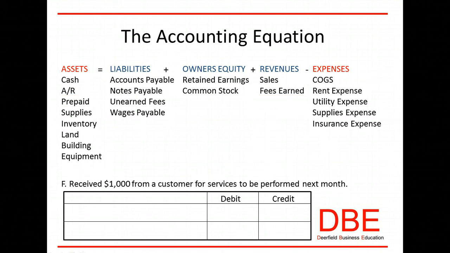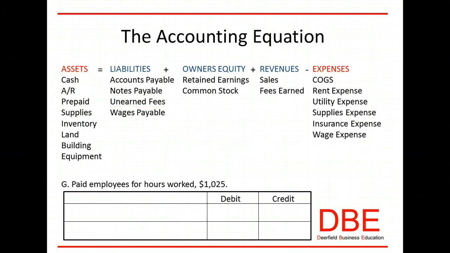Receive $1,000 from a customer for services to be performed next month. So we're receiving cash up front, $1,000, but we now owe them that work, and so that's a liability. And there's your unearned fees account we're going to look at. And so now we owe them that work.